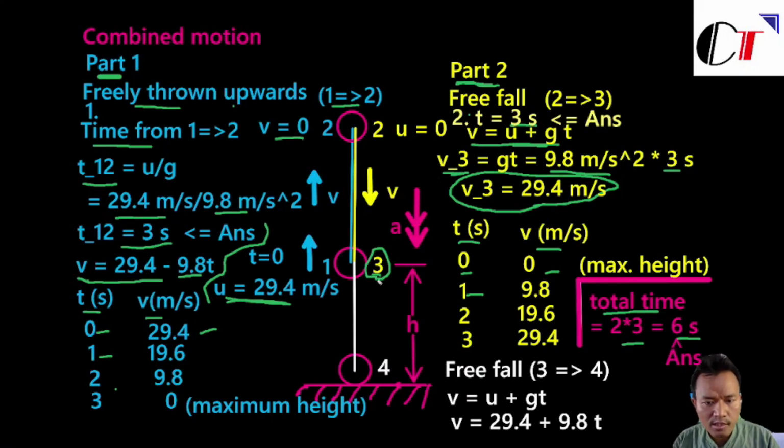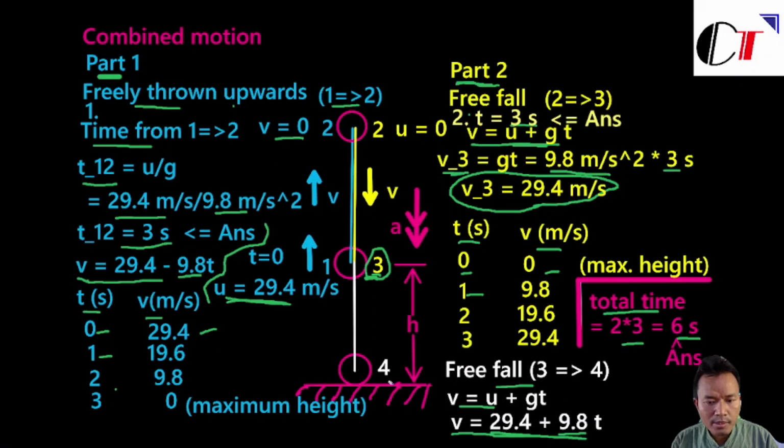And of course after that the object will again free fall from 3 to 4. So 3 to 4 is free falling motion, and the speed equation is v equal to u plus gt. Now if you substitute, the final velocity of the 2 to 3 part will be the initial velocity for the 3 to 4 part. So you will have initial velocity 29.4, and of course g is 9.8. So your speed equation is v equal to 29.4 plus 9.8t. If you look at this equation, you have two unknowns. You cannot find it in fact because you have only one equation but two unknown quantities. So one of them must be known.